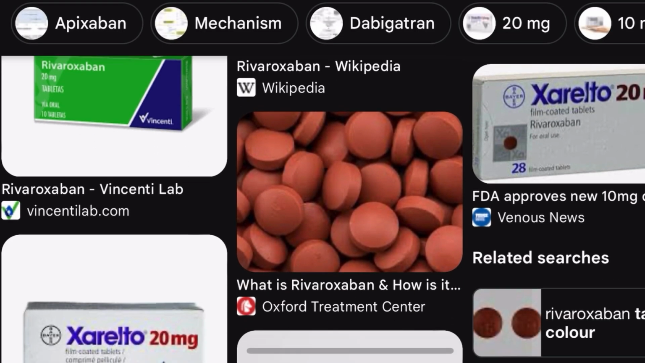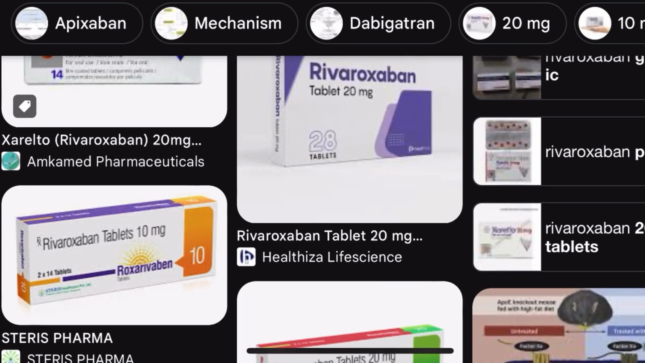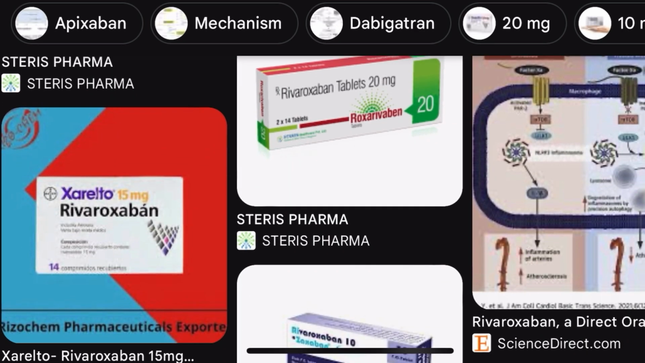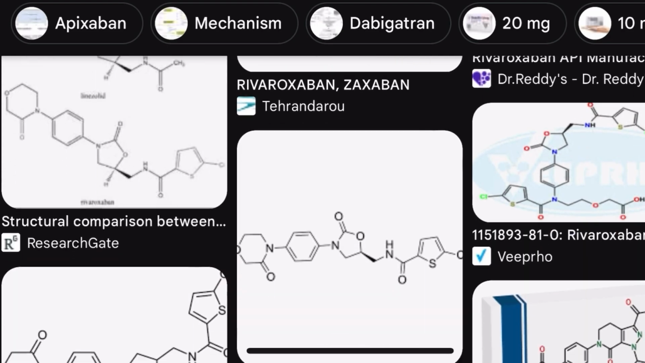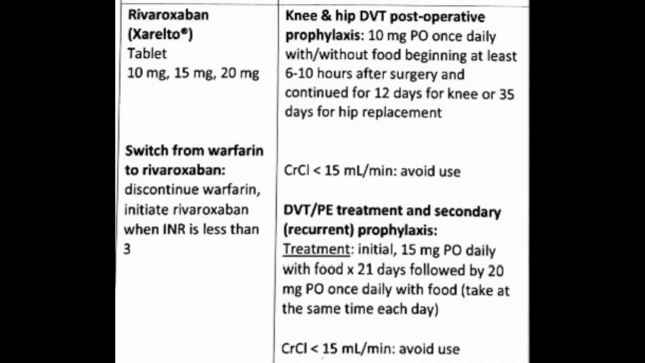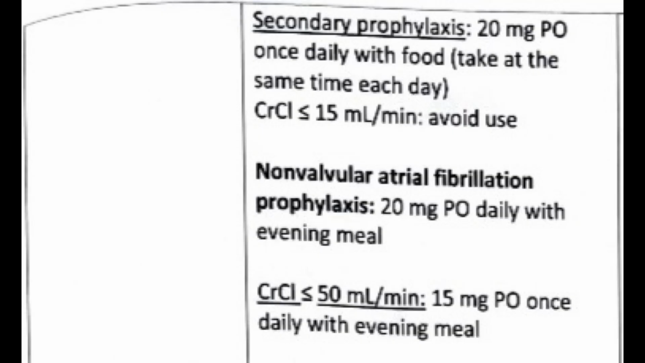Next we have rivaroxaban, Xarelto. It's 10 milligrams daily starting 6 to 10 hours after surgery for 12 days if it's a knee replacement, but 35 days if it's a hip replacement. And this is for DVT postoperative prophylaxis. 15 milligrams twice daily with food for 21 days, then 20 milligrams daily is going to be for DVT PE treatment dosing. 20 milligrams daily with food is going to be for recurrent DVT PE prophylaxis dosing.